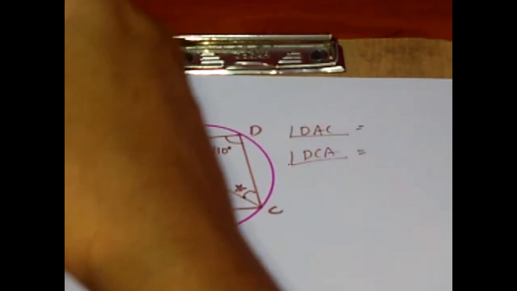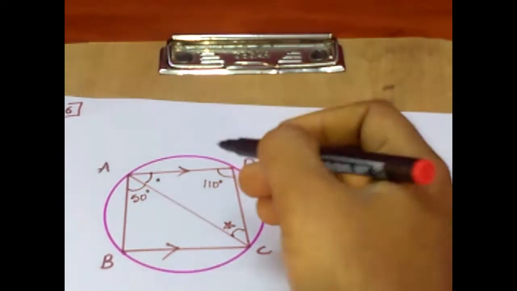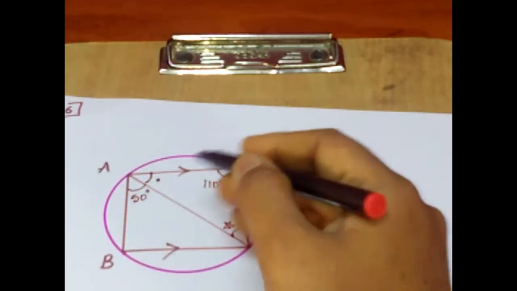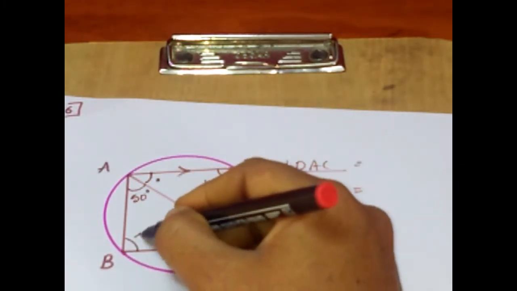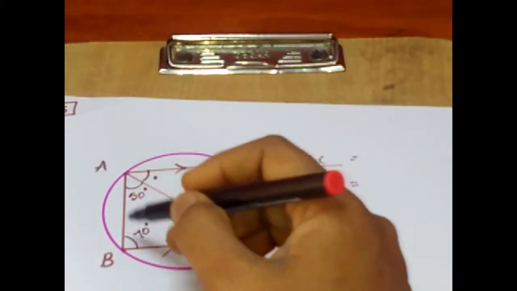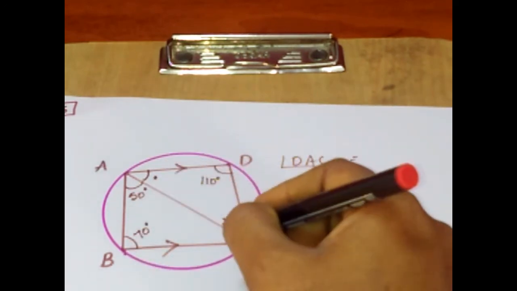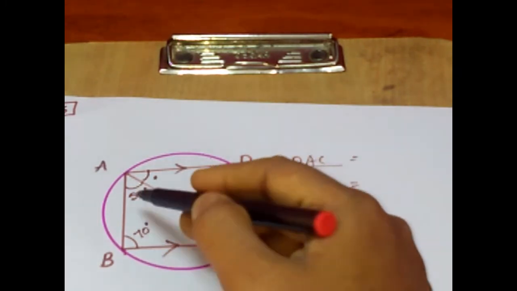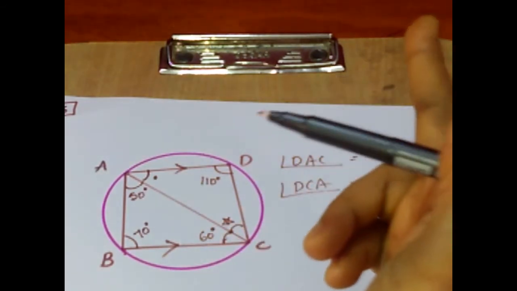So first step, let us discuss with the diagram. Okay. So first step, what we can do is, as angle D is 110 degree, we know that in a cyclic quadrilateral, opposite angles are supplementary. Hence, the measure of angle ABC will be equal to 70 degree. Point number 1. Point number 2, in triangle ABC, angle B is 70, angle A is 50. Hence, the measure of angle BCA will be equal to 60 degree. 70 plus 50, 120. 180 minus 120 is 60 degree. That is point number 2.